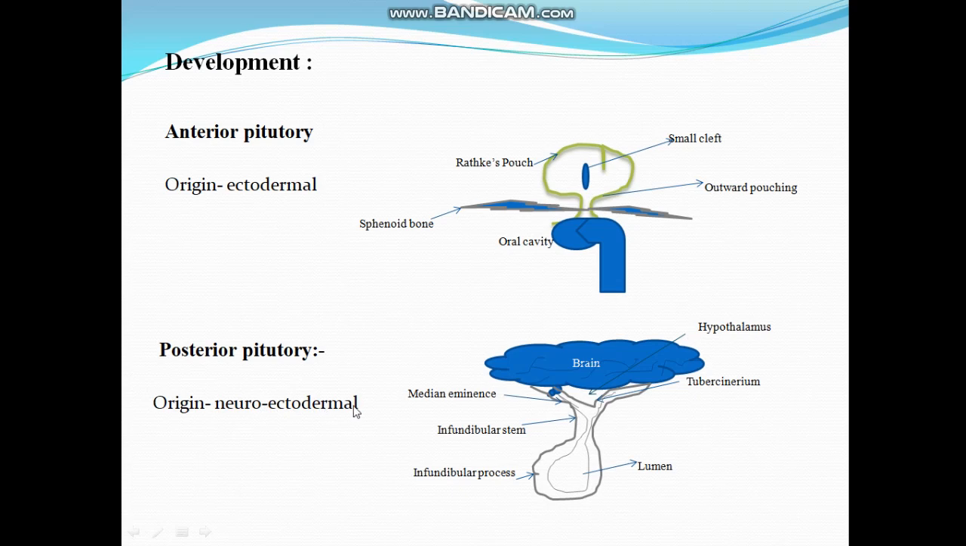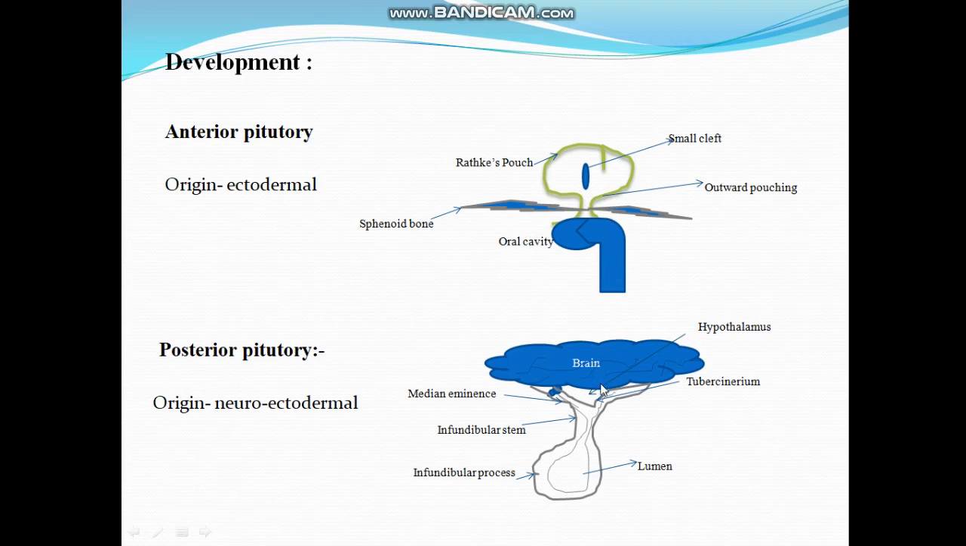Now come to the embryological development of the posterior pituitary gland. As I told you, it originates from neuroectodermal tissue. So, in embryological life, it descends downward as an outward pouching and forms the posterior pituitary gland. Basically, it originates from the basal part of the hypothalamus as the median eminence or tuber cinereum. It gets elongated downward, forms the infundibular stem, and finally dilates as the infundibular process. The lumen of this part gets obliterated inferiorly at maturation. So that was the embryological development of the anterior pituitary gland and posterior pituitary gland.